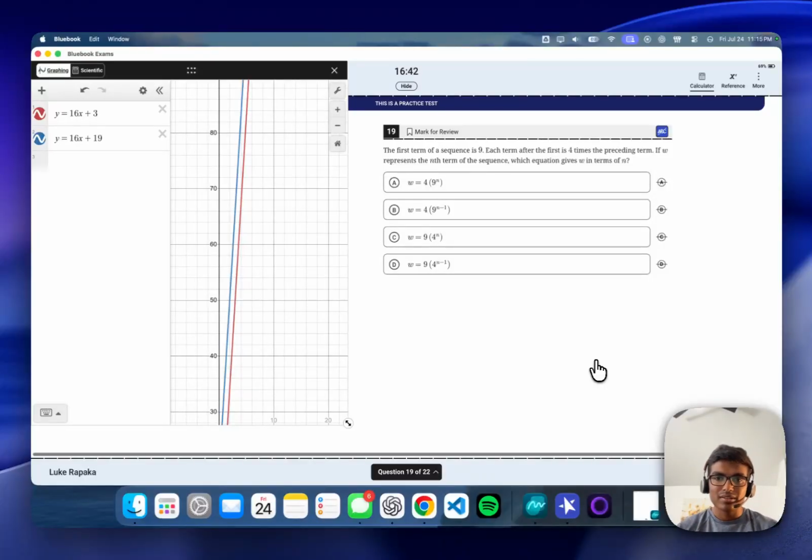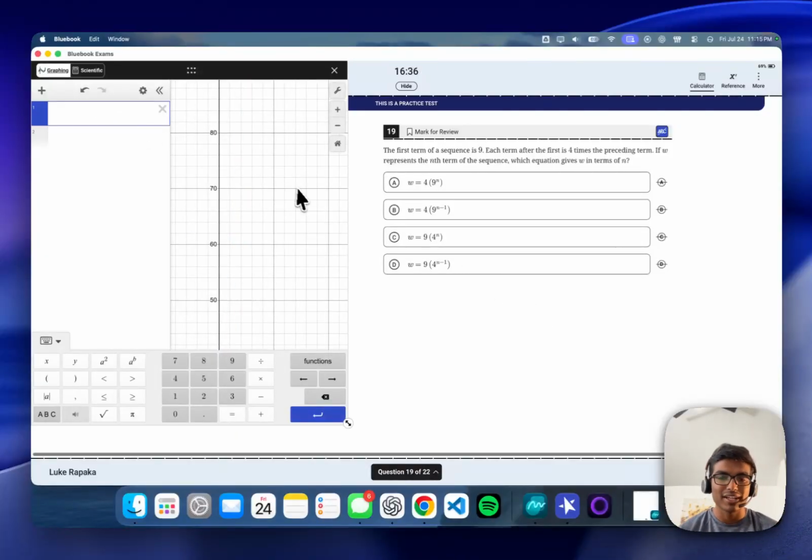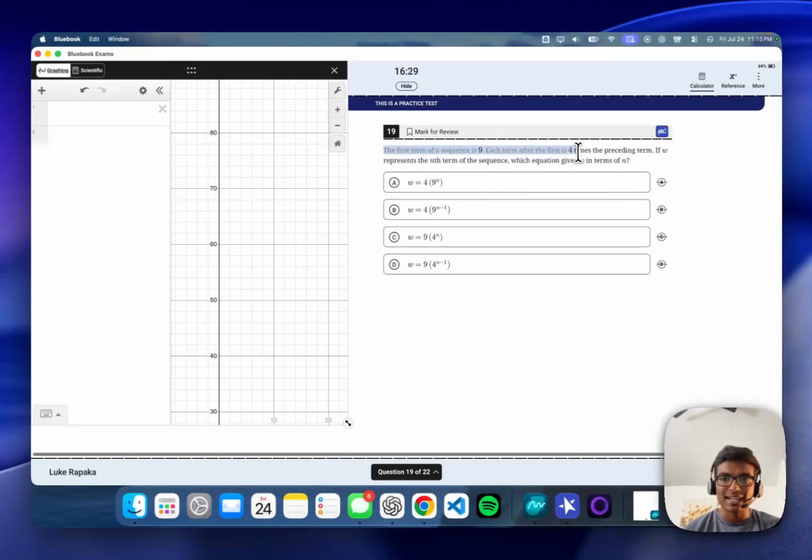Okay, so the first term is 9. So we're playing with these sequencing things, right? So a geometric sequence. First thing I'm going to say here is that each term is 4 times the preceding term. So it's a factor of 4. And the factor is going to be inside the parentheses, so it has to be 4. So we know the top 2 can't be it. Now we're left with these two.